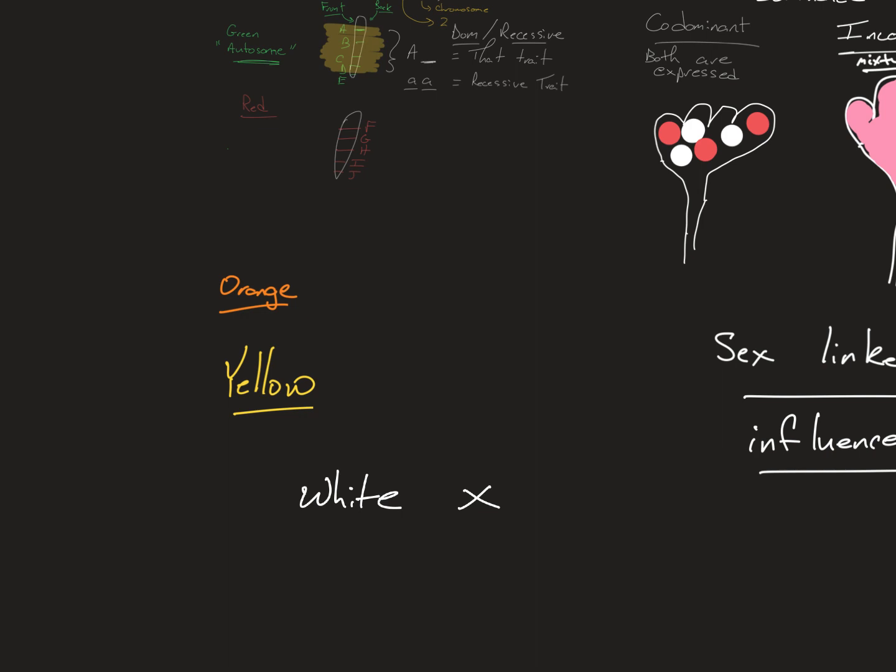If the blue one has a Y, it's a male. If it has an X, it's a female. Are we all clear on that? All right. So the blue one is the sex chromosome. So blue is a sex chromosome.